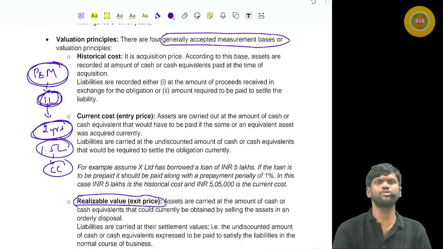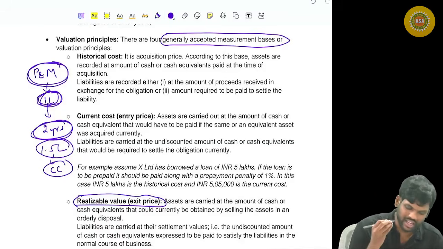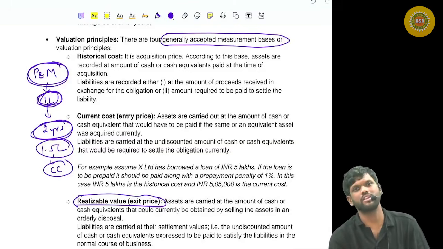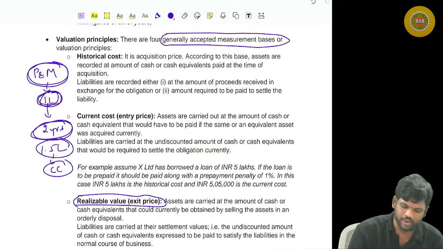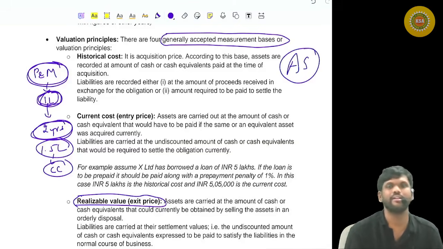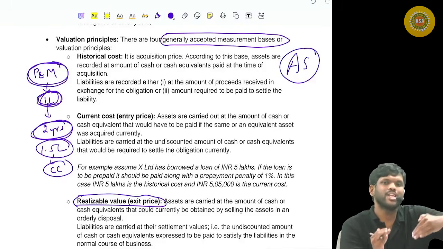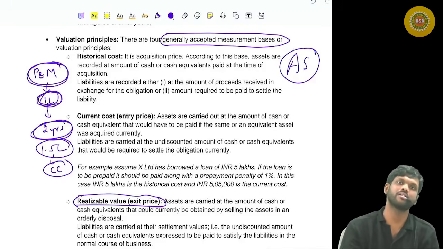சார் பட் எதுக்கு எது யூஸ் பண்ணணும்னு யார் சொல்லுவாங்க சார்? நீ எப்போ ஹிஸ்டாரிக்கல் காஸ்ட் யூஸ் பண்ணணும், எப்போ கரண்ட் காஸ்ட் யூஸ் பண்ணணும், எப்போ ரிலைசபிள் வேல்யூ யூஸ் பண்ணணும், எப்போ ப்ரெசென்ட் வேல்யூ யூஸ் பண்ணணும்னு சொல்லி அக்கௌண்டிங் ஸ்டாண்டர்ட்ஸ் வில் சே. தீஸ் ஆர் த 4 ஆப்ஷன்ஸ் தட் ஆர் அவைலபிள். எதை யூஸ் பண்ணணும்னு சொல்லி அக்கௌண்டிங் ஸ்டாண்டர்ட்ஸ் தான் வில் சே.